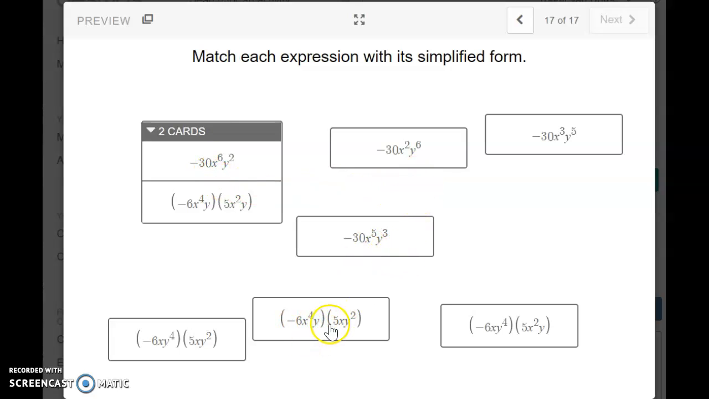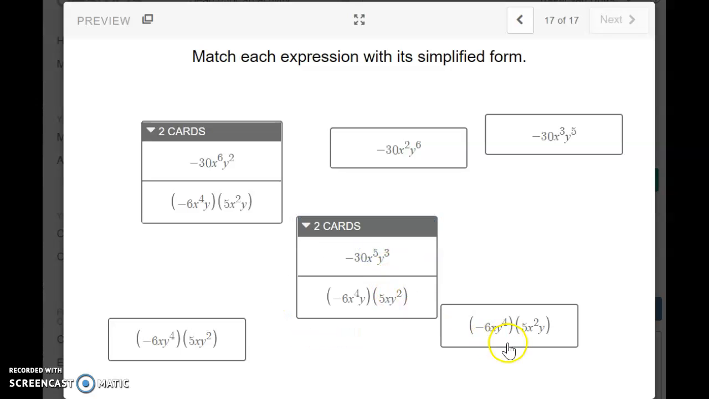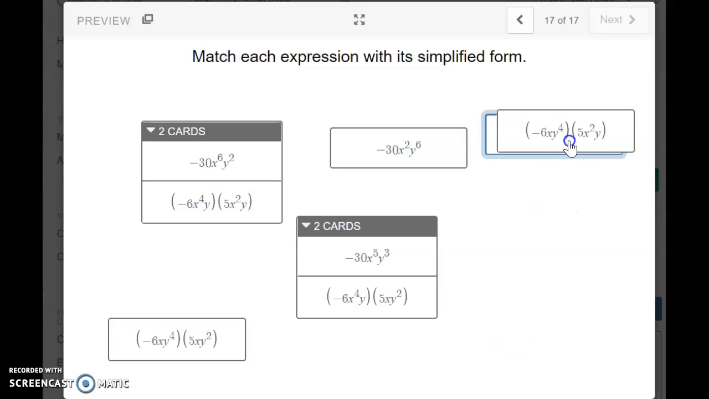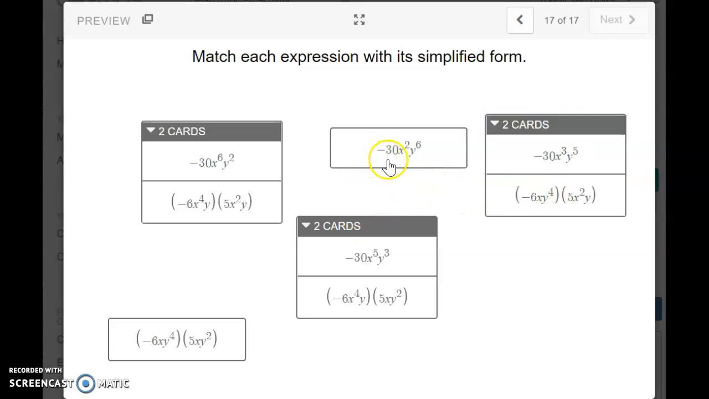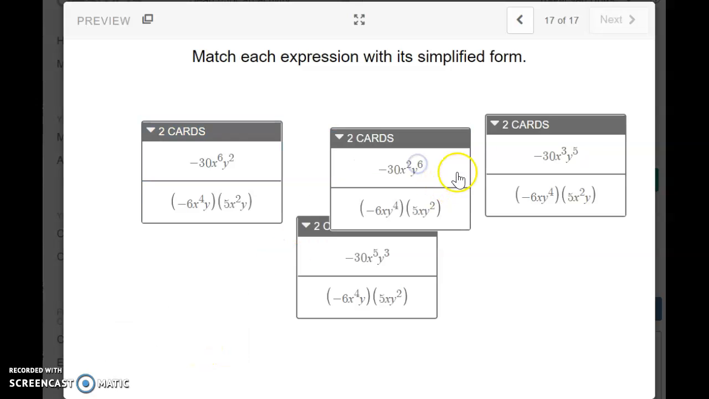What about negative 6 times negative 5 is negative 30 again. X to the power of 4 times x is x to the power of 5. And y times y squared. So it'll be this one. And negative 30 x squared times x, so it's going to be x to the power of 3. I'm looking for x to the power of 3, and y to the power of 4 times y. So that would match up. And negative 30 x times x is x squared, and y to the power of 4 times y squared would match up with this. Okay, so they're all matched.